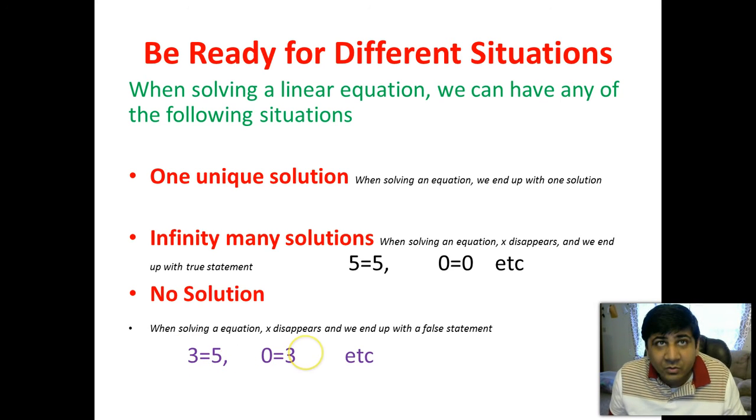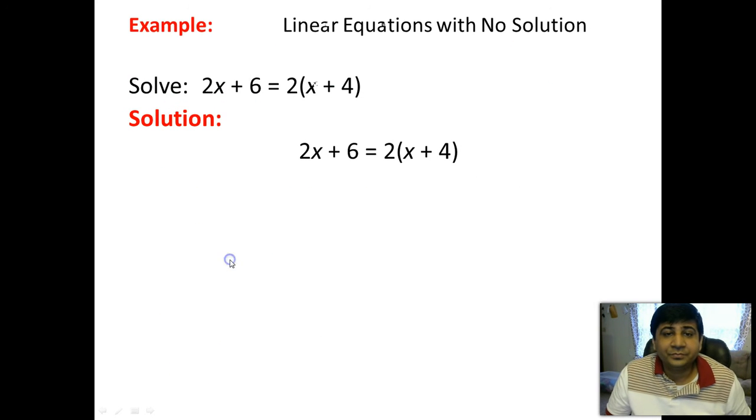Okay, 3 cannot be equal to 5, 0 cannot be equal to 1. So this will be an indication that this equation has no solution. We already talked about an example of this one. You looked at the first case. I will give you examples of these two.